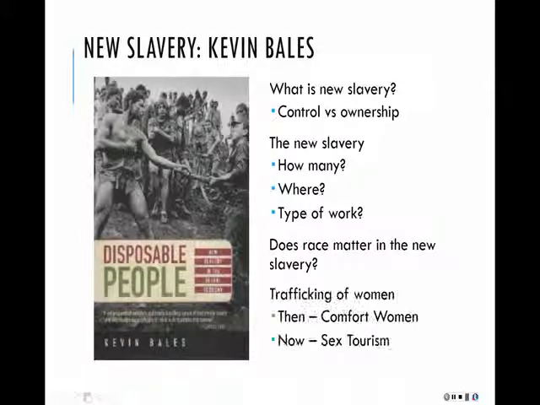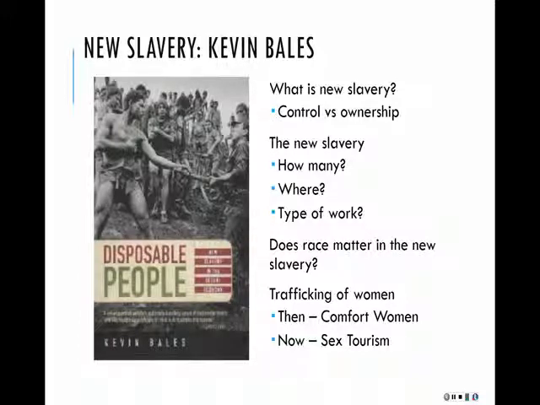And so we're going to focus in on one particular type of this new slavery, at least when we're talking about women, and that's the trafficking of women. But before we get to that, we're going to talk about comfort women and then sex tourism.